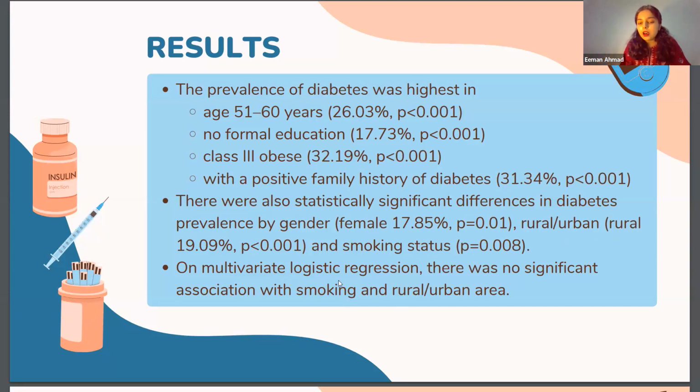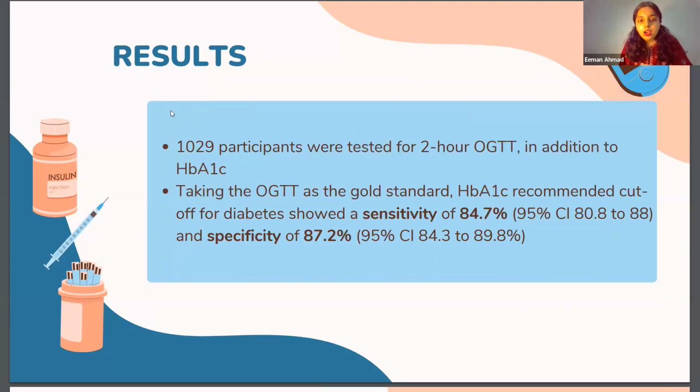However, on further statistical tests that were run, there was no significant association with smoking and rural urban area. That is also something that should be kept in mind. Out of all of the participants, there were 1,029 participants who were tested for the 2-hour oral glucose tolerance test in addition to the HbA1c. So this is the subsample that we've been talking about.